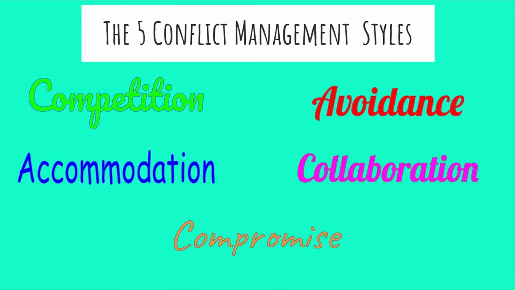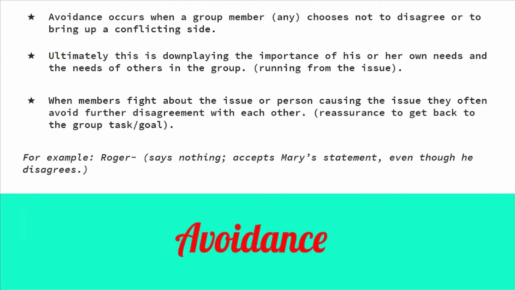Introduction to the 5 styles. There are 5 conflict management styles mentioned in our Chapter 9 titled Managing Conflicts Productively. The 5 strategies are avoidance, accommodation, competition, compromise, and collaboration. Avoidance. Avoidance occurs when a group member, any, chooses not to disagree or to bring up a conflicting side.